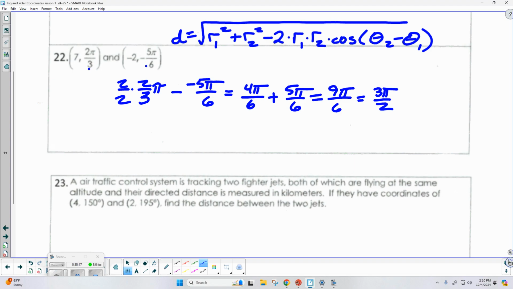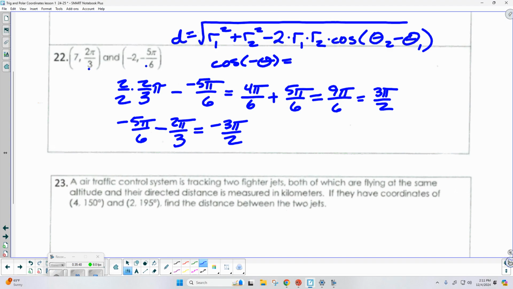Now, I do have a question. If I had reversed this, if Quinn had told me to start with the negative 5 pi over 6, if I subtracted the 2 pi over 3, it would have given me a negative 3 pi over 2. How would I know which one to plug in, or does it matter? It doesn't matter. What kind of function is cosine? It's even. Remember, cosine is even, so one of our identities, cosine of negative theta equals cosine of theta. So whether I choose to put the negative in or not does not change your outcome.